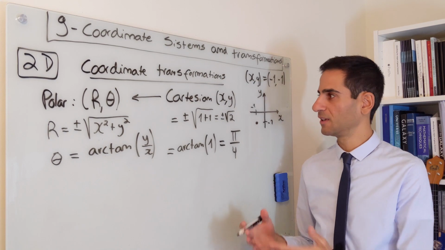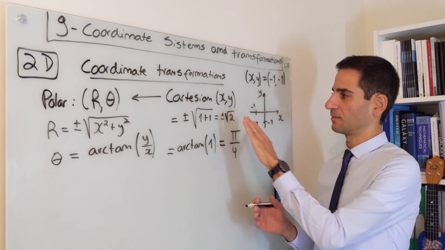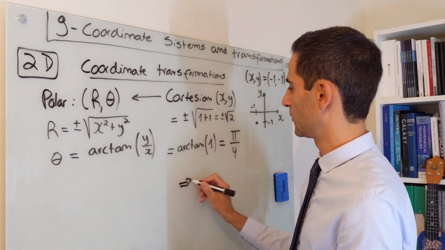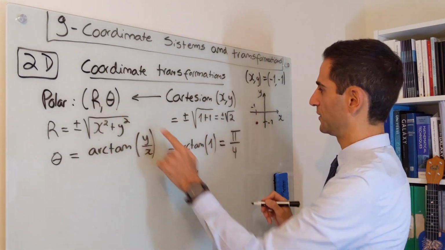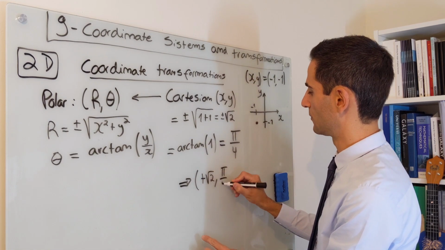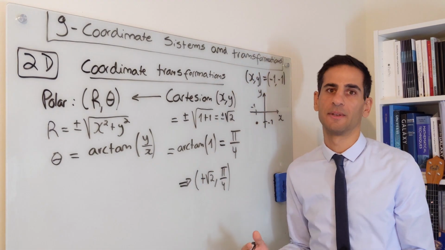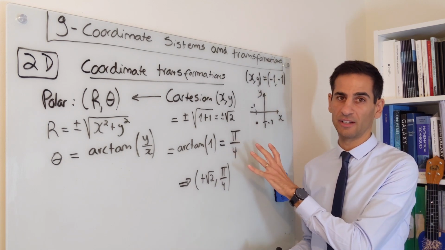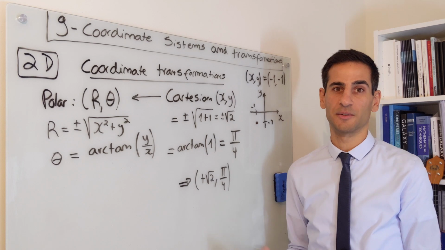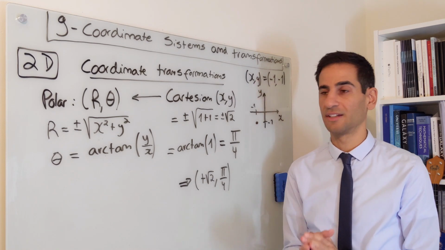If you're really sloppy, you could just say, oh, I'm going to take the positive solution because I'm a physicist. And the answer would just be, in this case, r theta would be plus square root of 2 pi over 4. And you'd be very happy. The problem is, if you don't check it in the Cartesian axis, you're very likely going to make a mistake. There's almost a 50-50 chance that is going to happen.